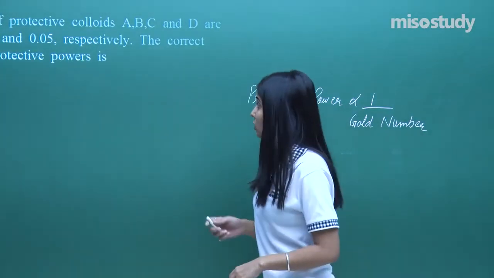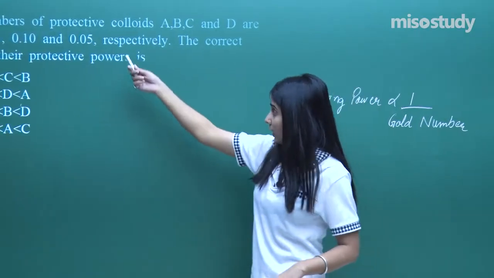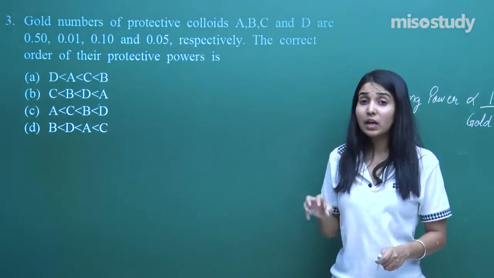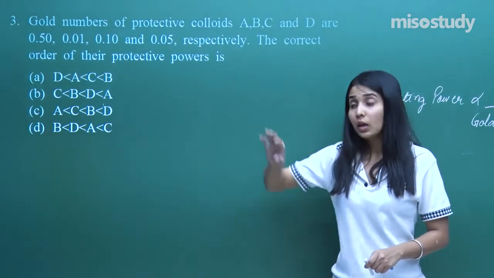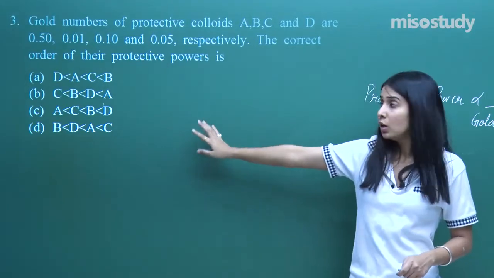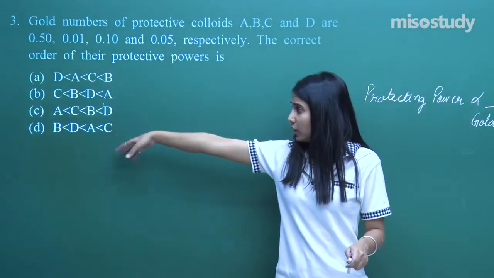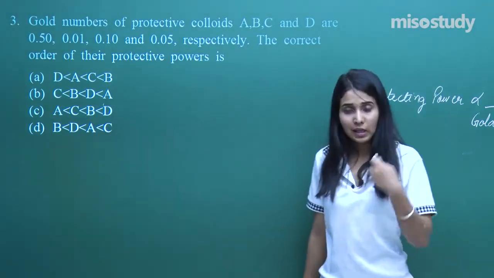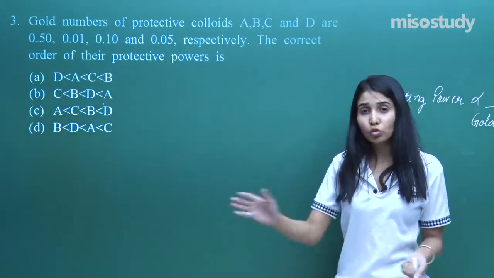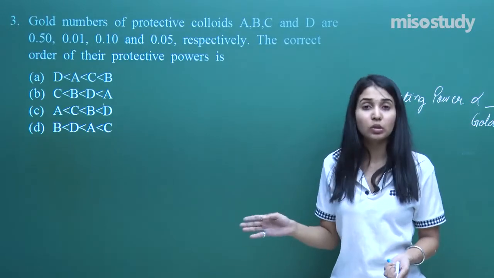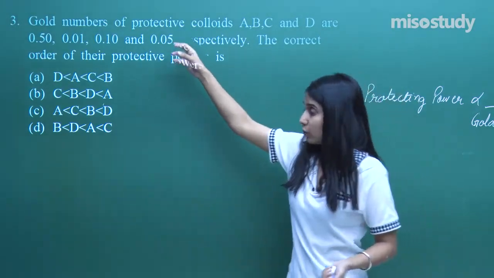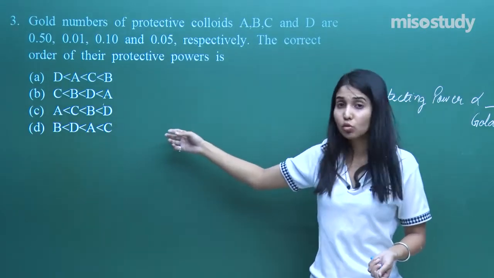So what do you see in this one? I see that my D has the lowest value. If it has the lowest value of gold number, that should have the highest value of protecting power, right? Whenever we go for multiple choice questions, I always say try to work smartly, because you know the answer, no doubt you are able to relate it. But the best part is, if you would have seen this directly, that would have saved so much of your time.